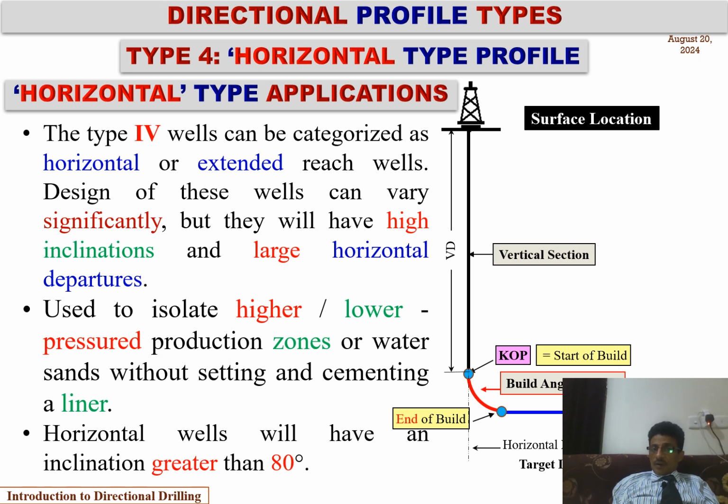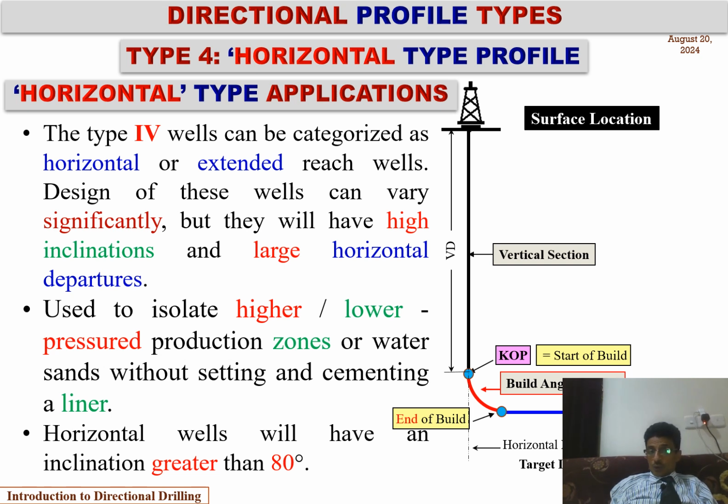The fourth type is the horizontal type profile. Horizontal type application, type number 4. Wells can be categorized as horizontal or extended reach wells. The design of these wells can vary significantly, but they will have high inclination and large horizontal departure.